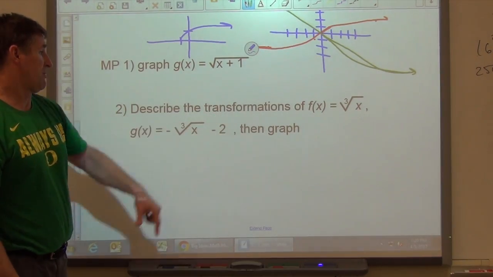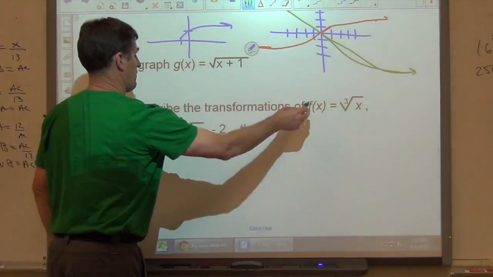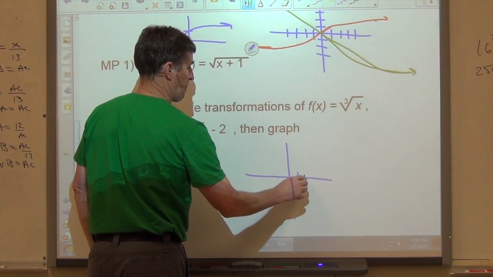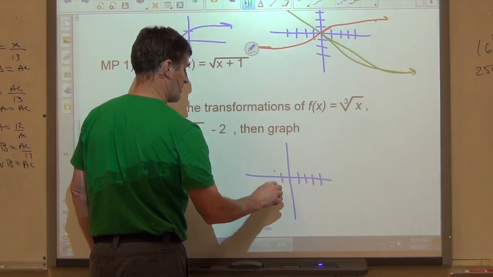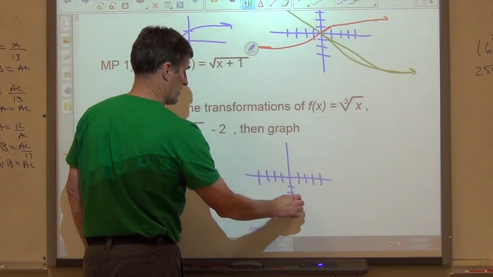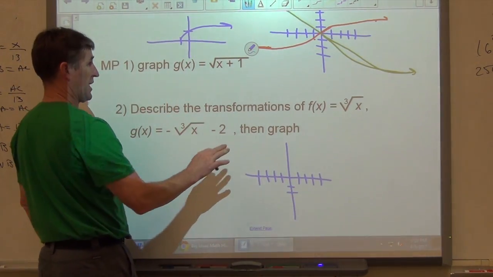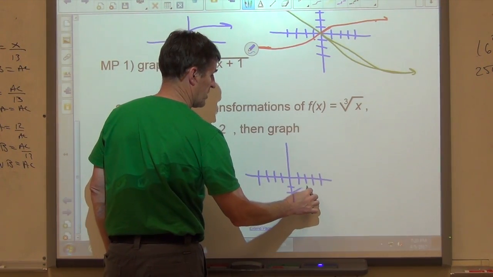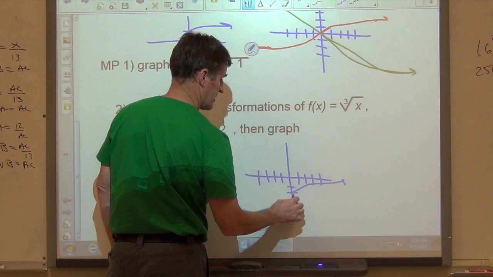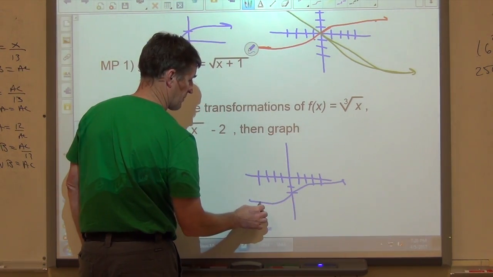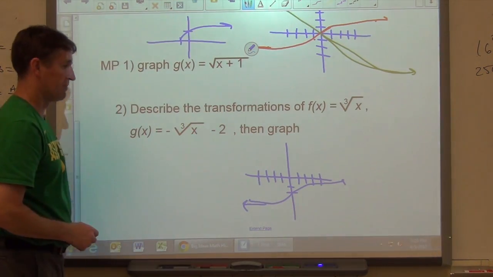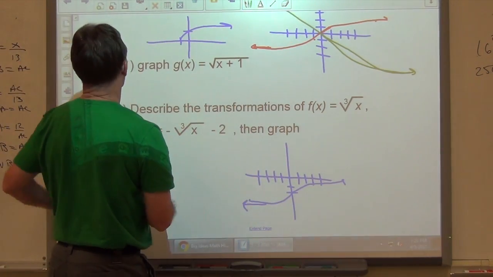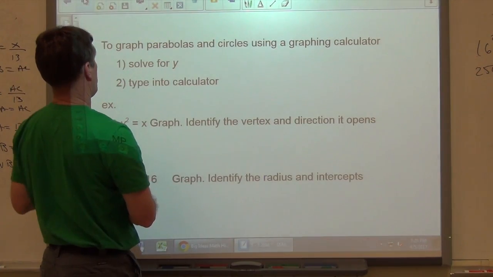Describe the transformation. So this would be of the parent function, this would be down 2. So what I would want to see on this, that you understand what the parent function looks about like this. It's just going to go down 2. So it's going to be like this. And like that. So that's all you have to do for the graphs. They don't have to be perfect. Just give a rough estimate of where they are.